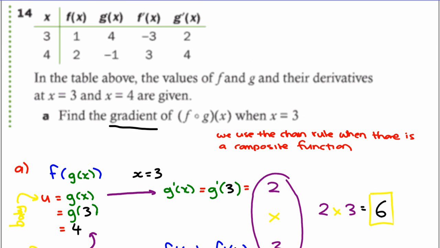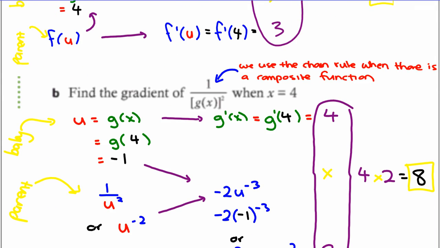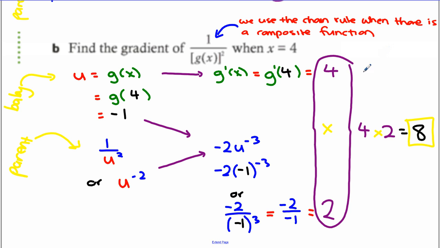g dash of 4 is just 4. That's where the 4 comes from, so you might want to make a note of that. I was running out of space here, but you might want to make a note of where this number came from. I read these two numbers from the table above. Well, actually, this one did anyway. So g dash 4, according to the table above, is 4.